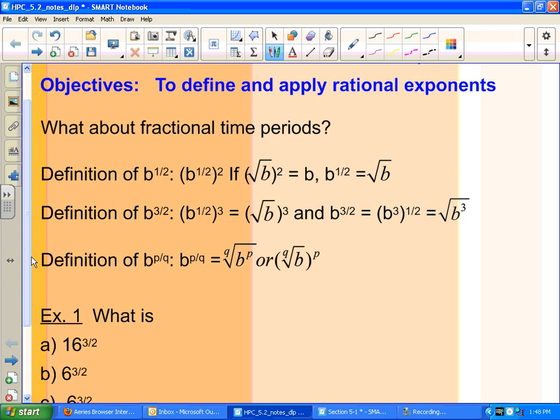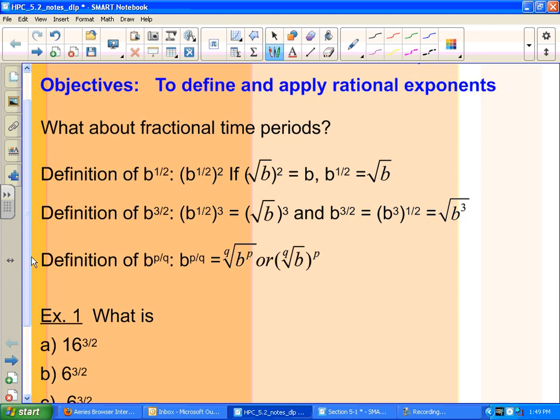Let's check this out. The square root of b, squared becomes just b. The square root of b squared also becomes b, so that means if they're both b, the square root of b must be equal to b to the 1/2 power.